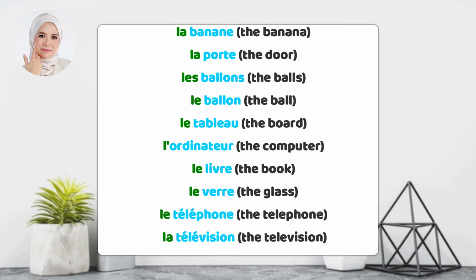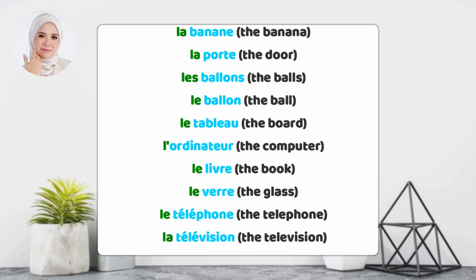Now, let's continue with tableau. It doesn't have the letter E, so it is a masculine noun, and we put le in front of the word tableau. We have ordinateur. It is a masculine noun, but look at the spelling. It starts with the vowel O, so we put L apostrophe before the word ordinateur.